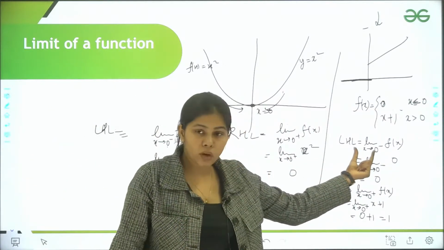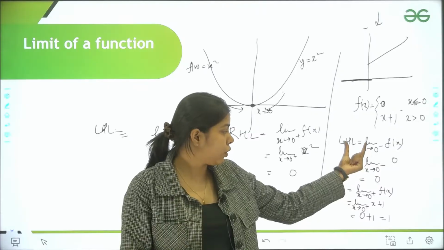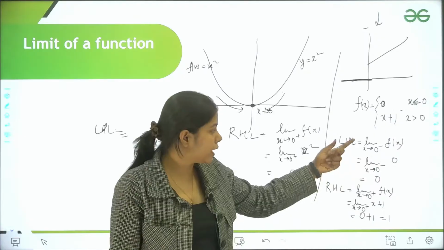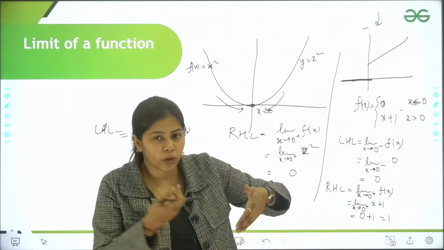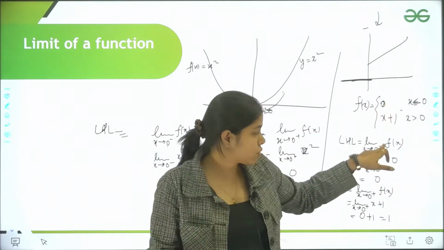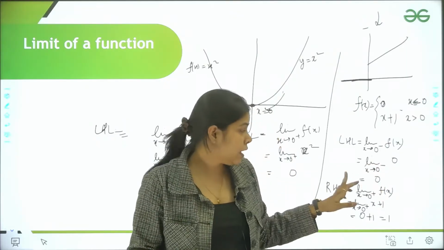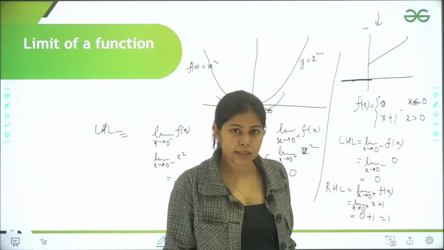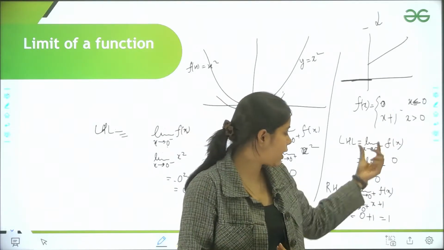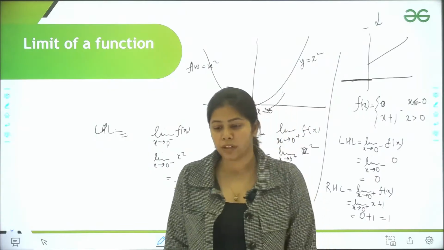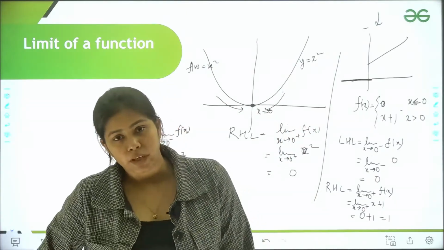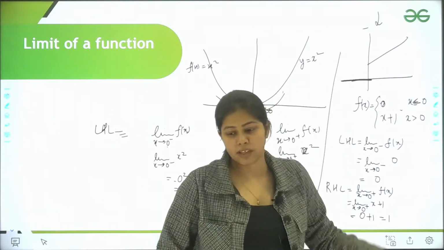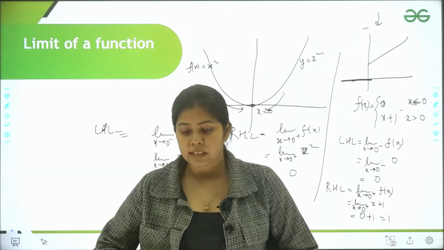So when I talk about left hand limit, I take limit x tending to 0 negative f(x), and I have seen that on the left of 0 my function is 0, so I take 0 here and I get the limit 0. But when I talk about right hand limit, limit x tending to 0 positive f(x), that means on the right hand side of 0 I have function x plus 1. When I put x equals 0, I get the limit 1. These two are not equal, so in this case the limit does not exist, but in the earlier case the limit exists. Now tell me guys if it is not clear.